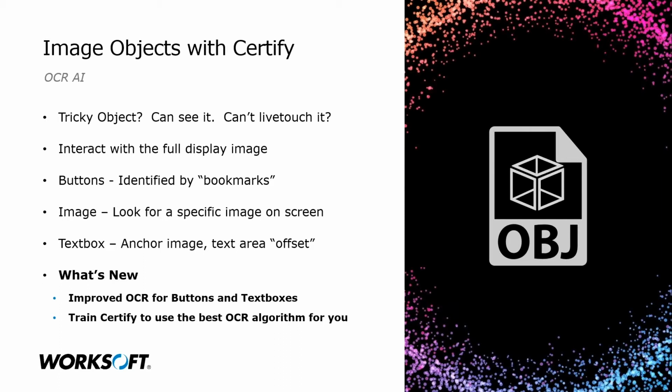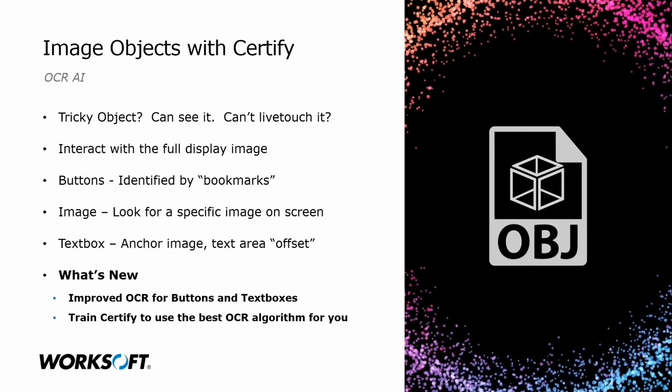We might look for a specific image. So maybe we're going to react when we see a warning symbol come up on the screen. Or we can interact with text boxes. So obviously that involves quite a bit of text, but we can define an anchor image and then an offset from that by just selecting a piece of the screen to say, hey, there's a text box over here. And we can then enter text, we can read text, and so on. So as I said, the new part is that we've improved our character recognition. We're actually going to teach it how to see the sort of text that we want to find. And it's going to learn that, and then we can use that as we go forward.